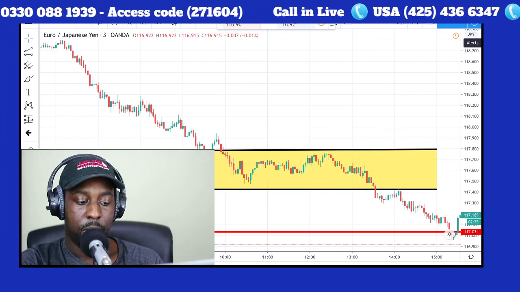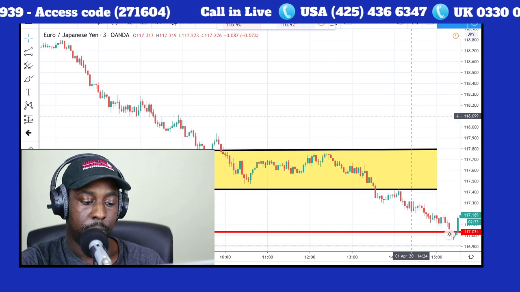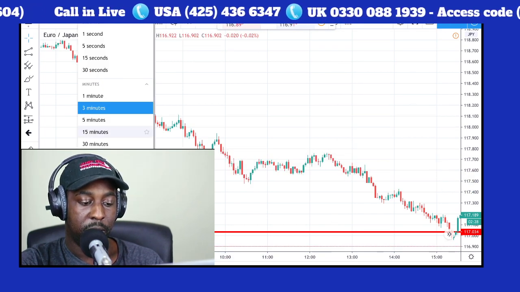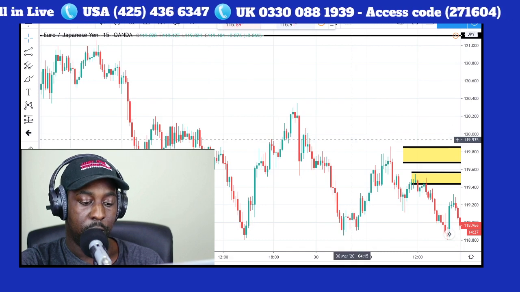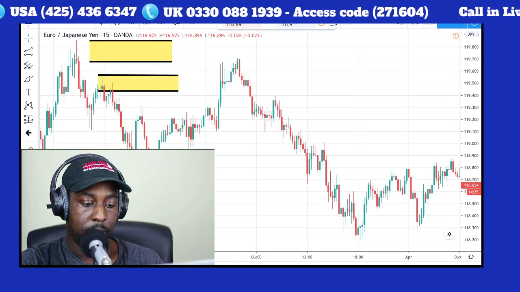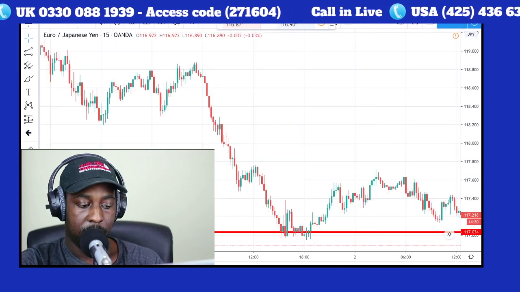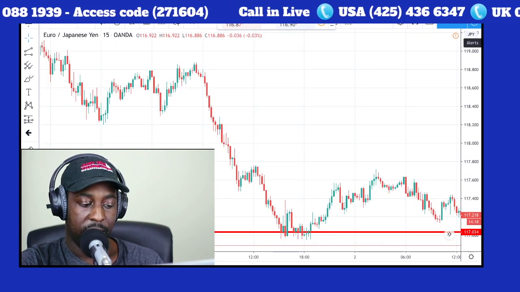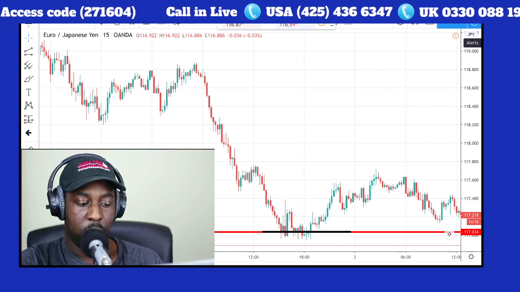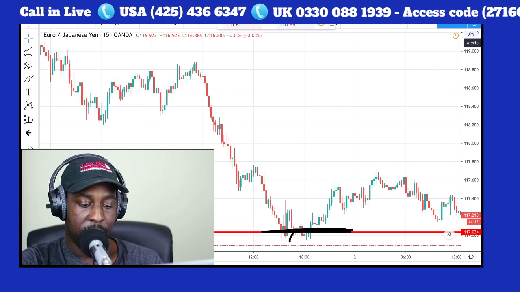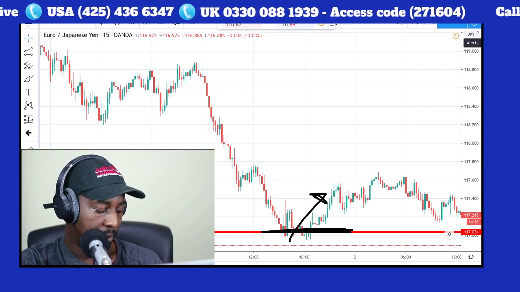Now we can get rid of this. We go back to a 15-minute. Let's go to raw time. So what happened? Price hit 117 like we had planned out for. Then what did it do? It bounced off, right? Bounced off 50, 60 pips. And what did it do next?